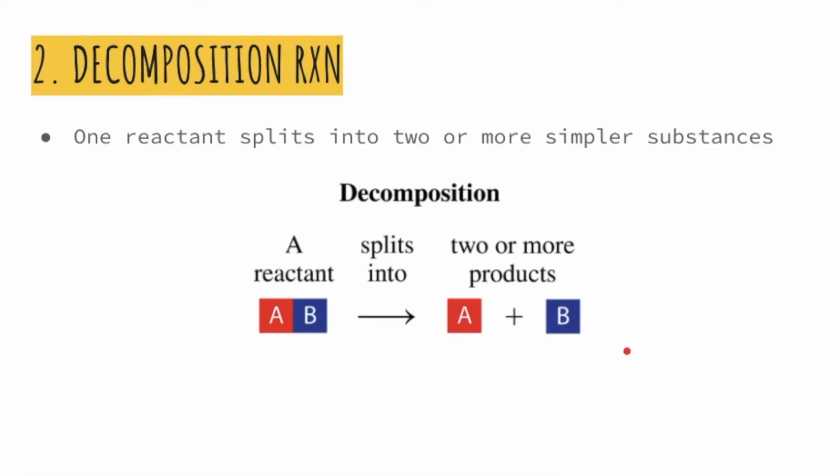The next type of reaction I want to talk about is called the decomposition reaction. So this occurs when one reactant is going to be split into 2 or more simpler substances. You could think of this almost as the mirror or the opposite of those combination reactions we just covered. Here's the basic format for it. We have a single reactant, AB, and it's going to split into 2 or more products, A plus B.